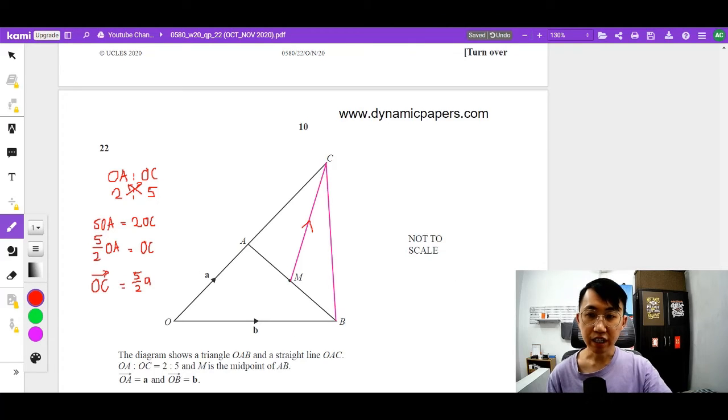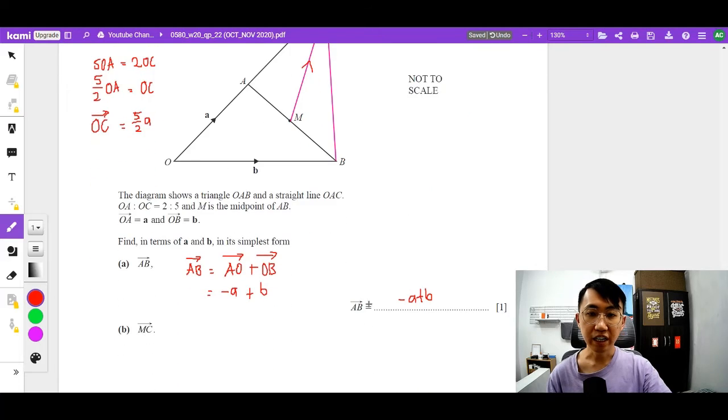Now just now the answer for AB is negative a plus b, this whole thing, and now I want to split half and half. They say M is the midpoint, then I can label AM right now. So AM is going to be half multiply with negative a plus b. One more time, MB also you can go ahead and label half multiply with negative a plus b. Alright, you can see, hopefully.